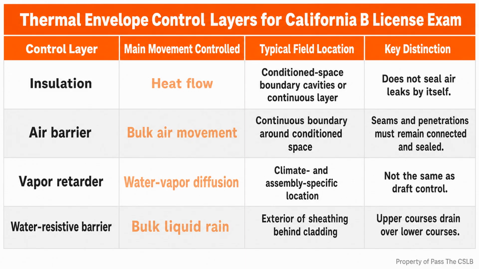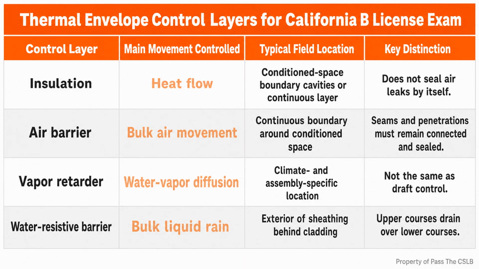Insulation slows heat flow across the boundary. The air barrier limits air moving through it. A vapor retarder limits water vapor moving through materials by diffusion. A water-resistive barrier manages bulk rain at the exterior. Those roles overlap in some products, but the roles are not interchangeable.